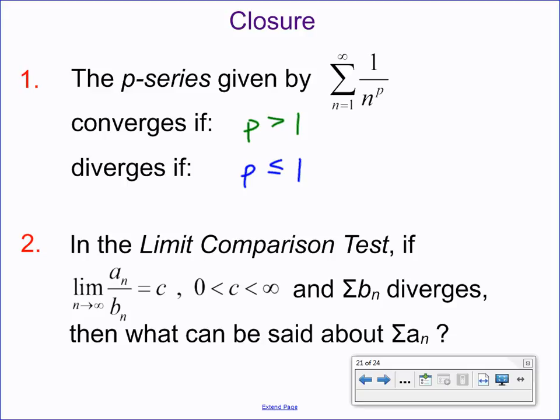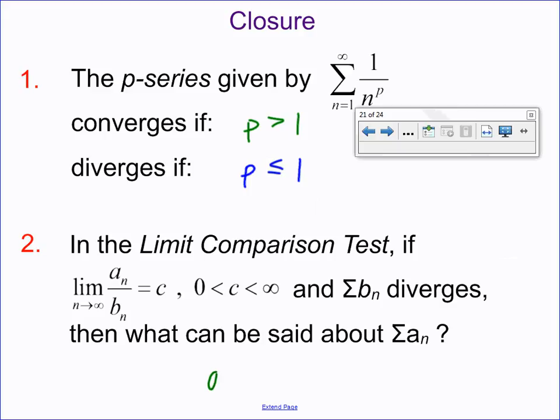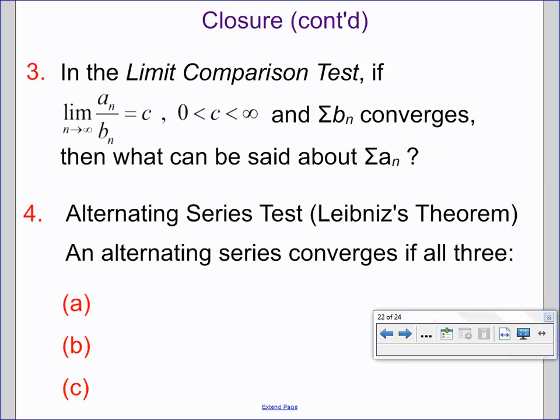Good, thank you. In the limit comparison test, if the ratio of series a to b equals a constant and b diverges, what can be said about my original a? Vivian? Yeah, also diverges. Thank you. If the limit comparison results in a constant, and I know that b, my series of comparison, converges, what can be said about my original a? Emily? It converges as well. Awesome. Converges as well by the limit comparison test.